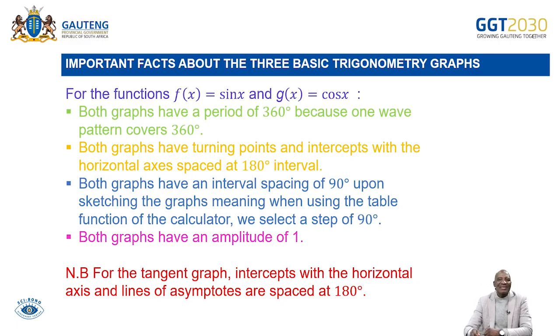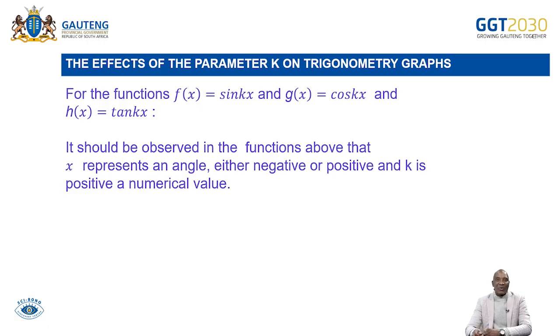Wow, that's perfect. We proceed now and have a look at what we call the effect of the parameter k. What do we mean by the effect of the parameter k? It means I'm now going to change what was initially a 1. I spoke about a 1 earlier on. That 1 is going to change. As I change this 1, if it was sine x, that x is just 1x.